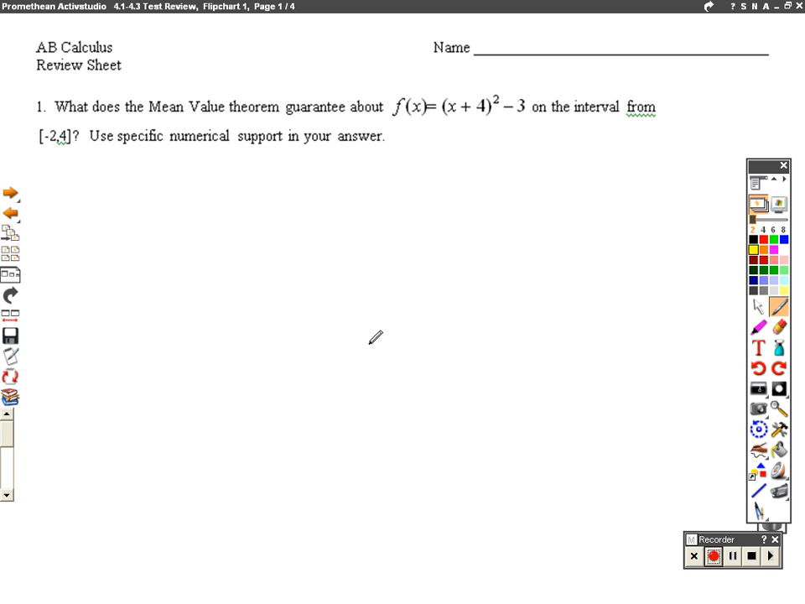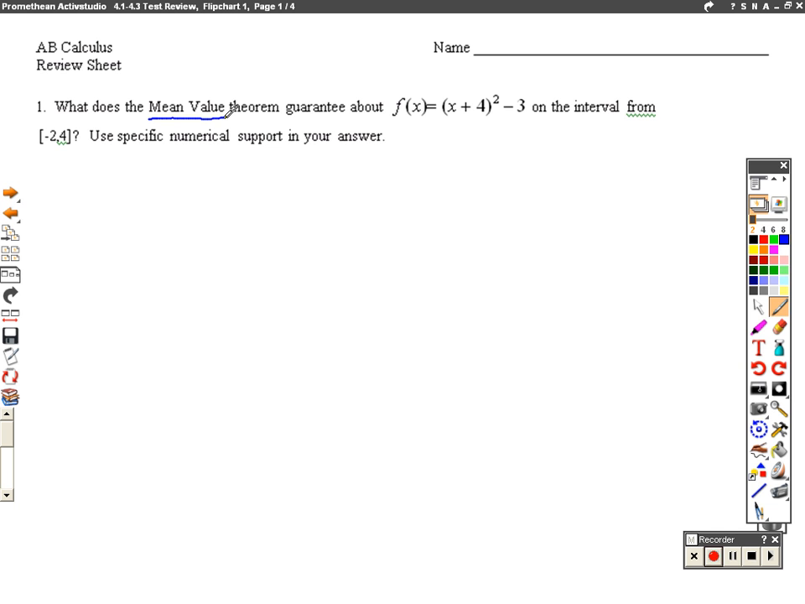All right, guys, here we go. We are asked question number 1. What does the mean value theorem guarantee about f of x equals (x plus 4) squared minus 3 on the interval from -2 to 4? And we want to use specific mathematical numerical support for our answer, which basically means we actually have to show the math behind the mean value theorem.